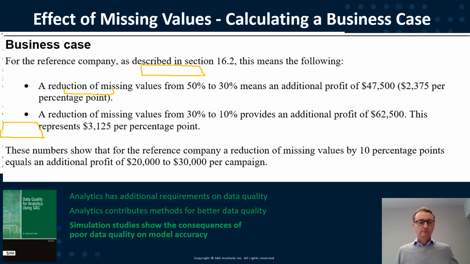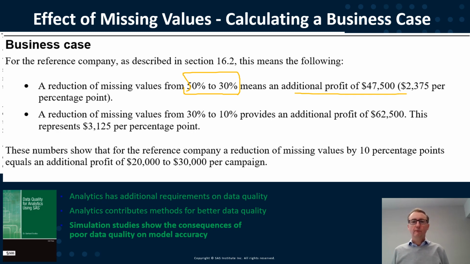Let's now take a look what happens if we consider the results that we just found in the scenarios. If we now consider a scenario where we reduce the missing values from 50 to 30%, we see that we get an additional profit of this missing value reduction of $47,500. So we see that we can quantify the effect of better data quality based on the simulation scenarios and have a more educated decision on whether we should invest more effort in data quality preparations or just move forward with this model as we have it.